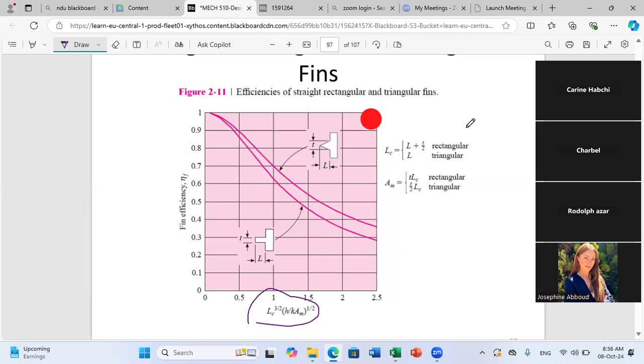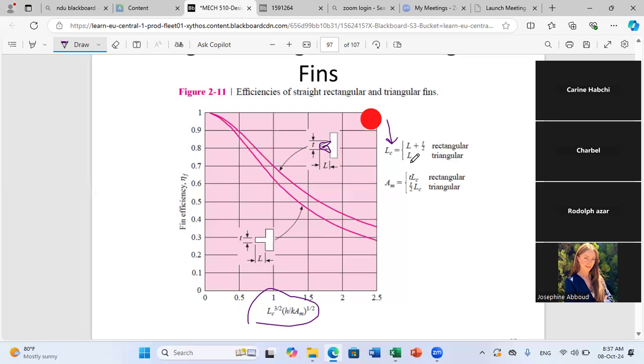As you can see here, for example, they are telling you if you have a rectangular fin, for the corrected length, use L plus T over 2. If you have a triangular fin, so this is a fin in the form of a triangle, at the end of your fin you don't have an area. That's why in this case, for the triangular case, you can consider that the corrected length is equal to L, the actual length of the fin.